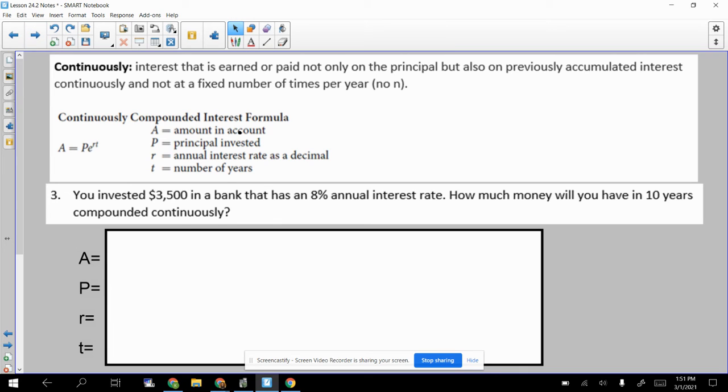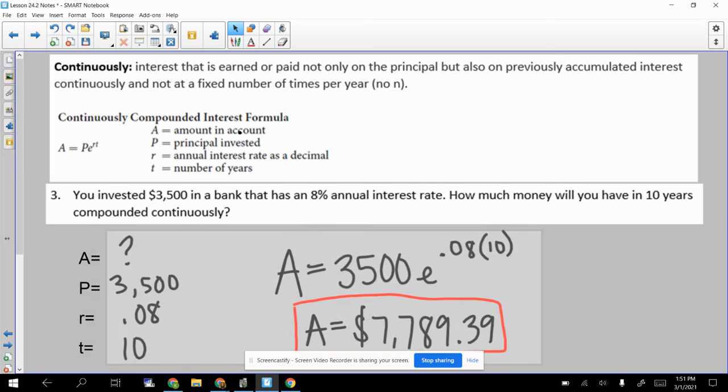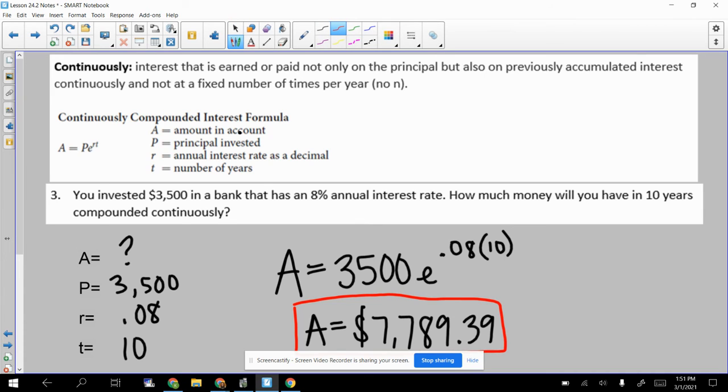And hopefully you're realizing that 3,500 is your P, 0.08 is your R, and then your T is 10 years. So you should plug in, and you should be getting that in 10 years after it is compounded continuously. 3,500, 8%, 10 years. You're just plugging all that in. You should get $7,789.39. Okay.